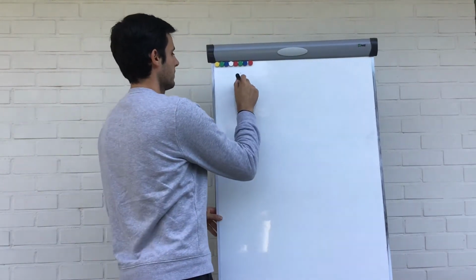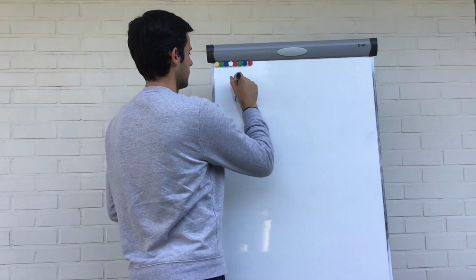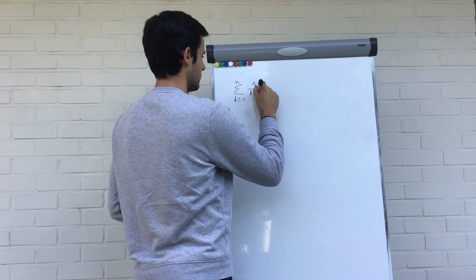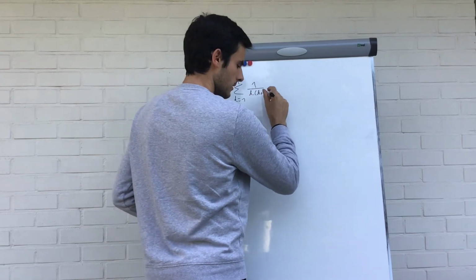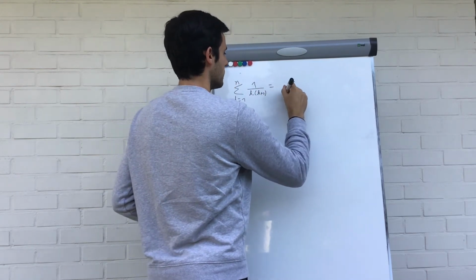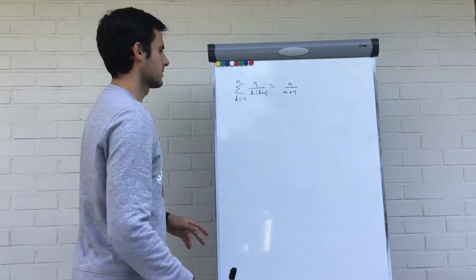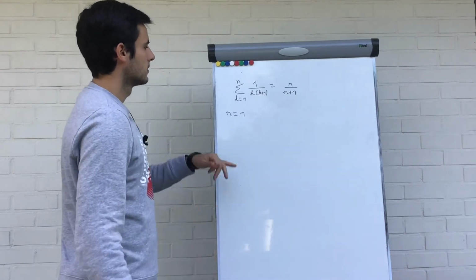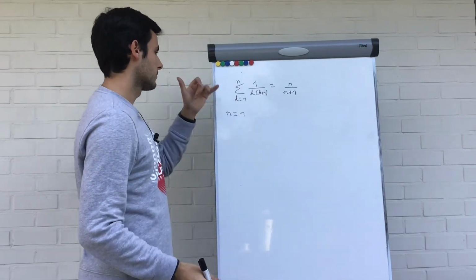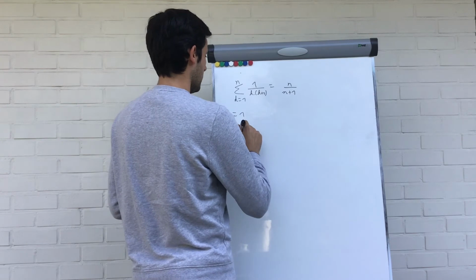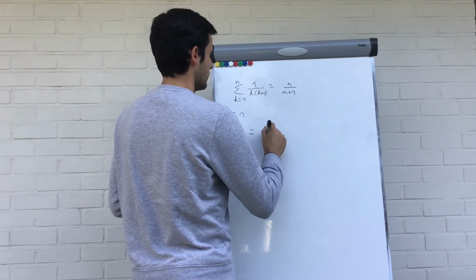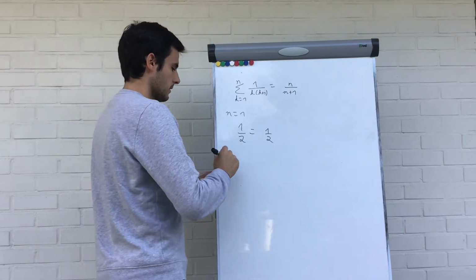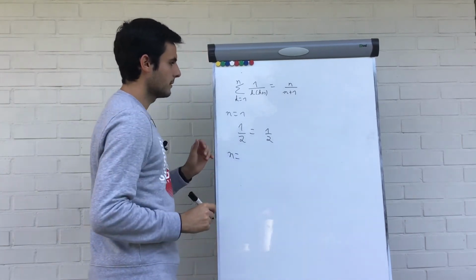We have the sum of k from 1 to n of 1 divided by k multiplied with k plus 1 is equal to n divided by n plus 1. So first, let's say n is 1. So we have k from 1 to 1, so it's just one number. It's 1 divided by 2 is equal to 1 divided by 2. So that's correct.